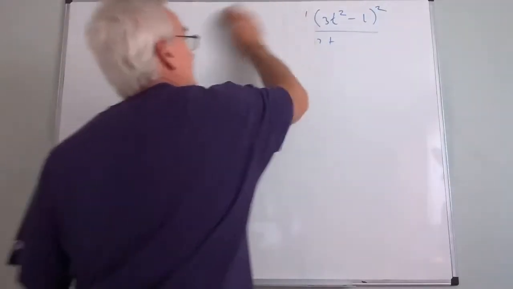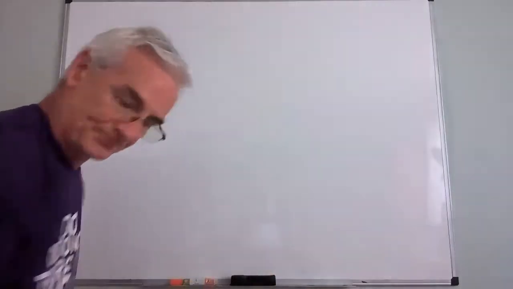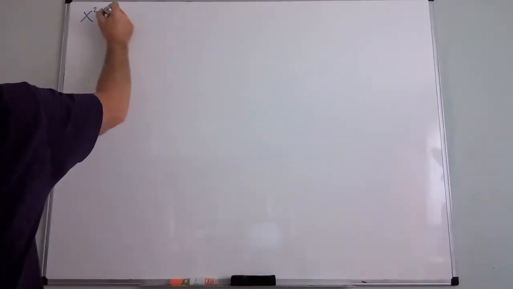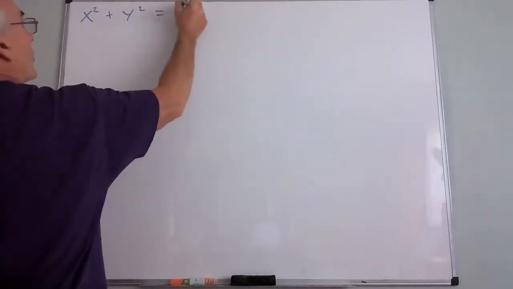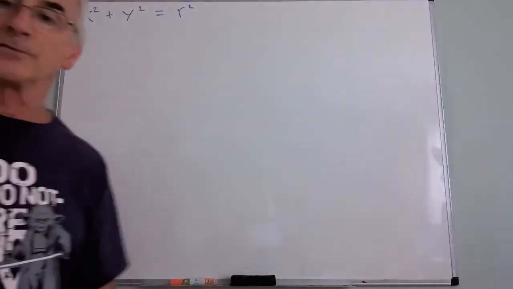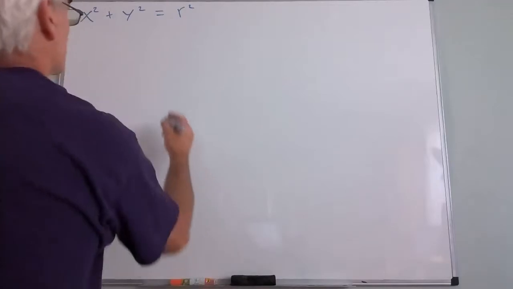This is the problem where I actually introduce implicit differentiation. Let's consider x squared plus y squared is r squared, where r is just a constant. I have a circle of radius r, nothing really incredible there.